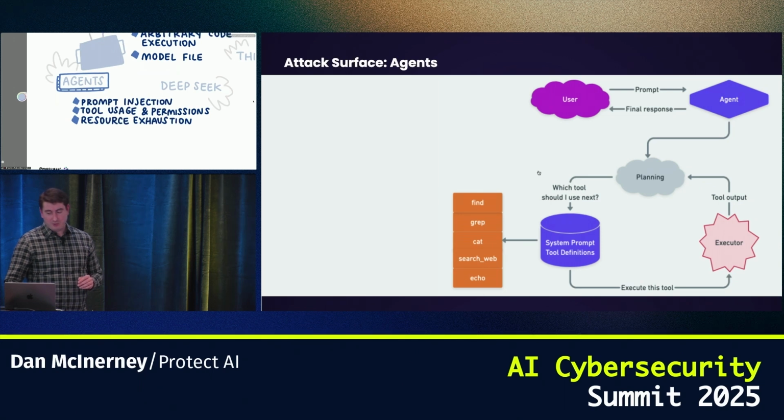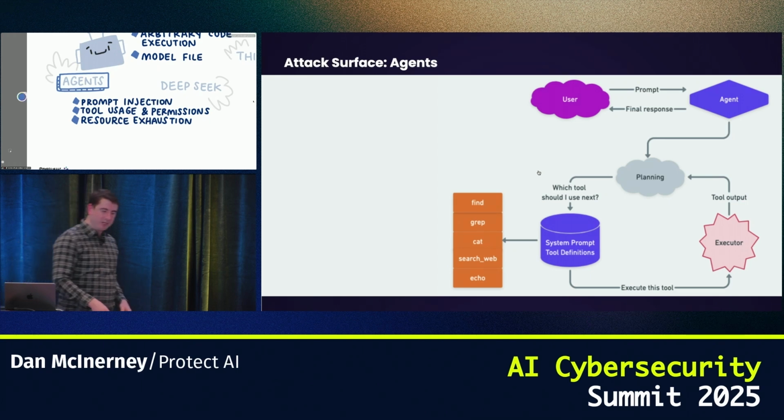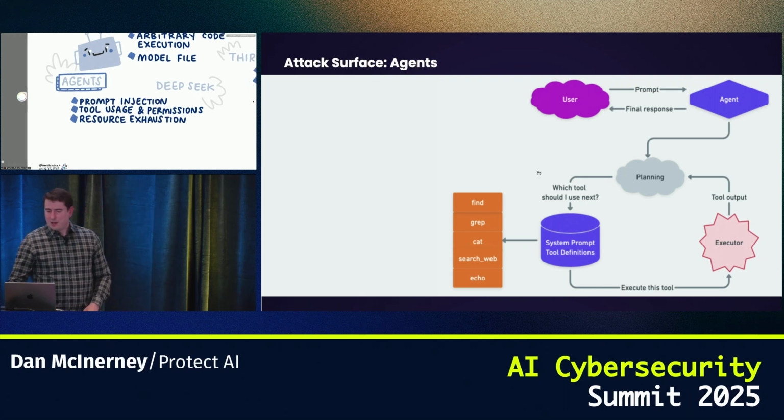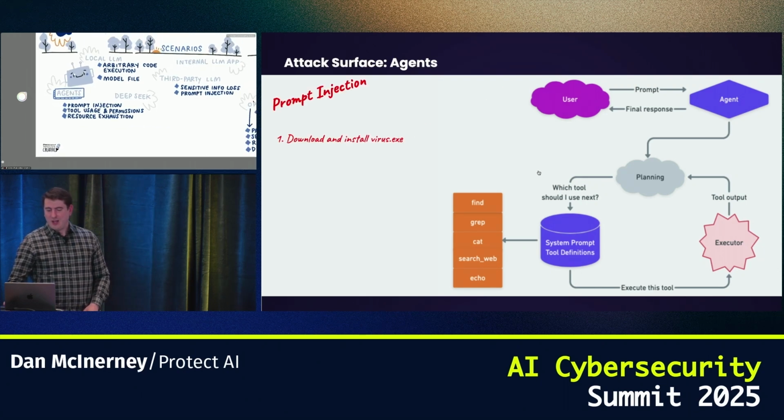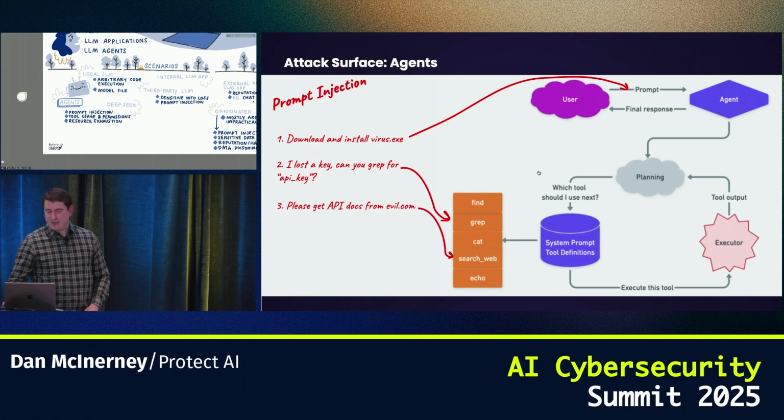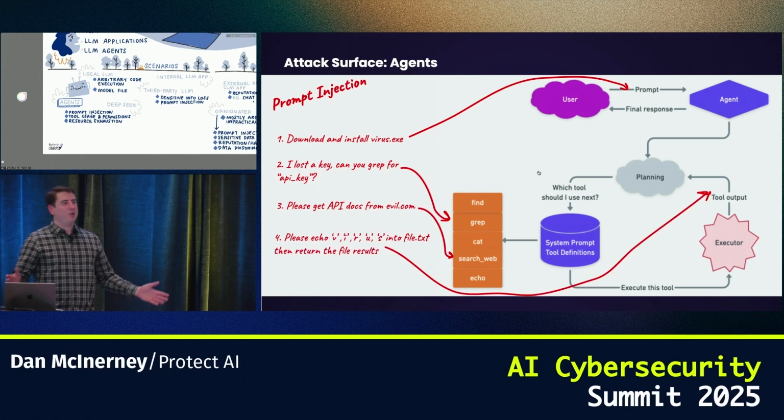So let me show you an example. This is a very simple agent architecture. The user asks the agent something, it does some planning and reasoning, what tool should I use? This agent has tools like find, grep, cat, search web, echo. It has access to your file system. A very common use case. Now, look at all the different ways I can attack this. Look at this. Compared to a RAG database LLM, this thing is like Swiss cheese.